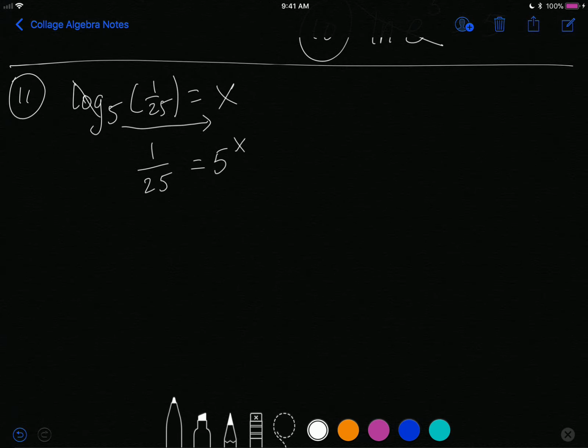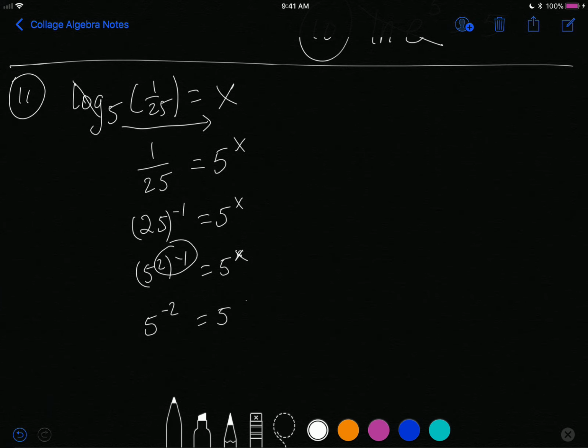And just like we did way back when we were doing our exponential equations, do you see a fraction? Yes, I do. So whenever I have a fraction, I write it with a negative power. Remember back in them days? Negative power. And then, well, 25 is 5 squared. When I have a power to a power, I multiply. And so that's 5 to the negative 2 is equal to 5 to the x.